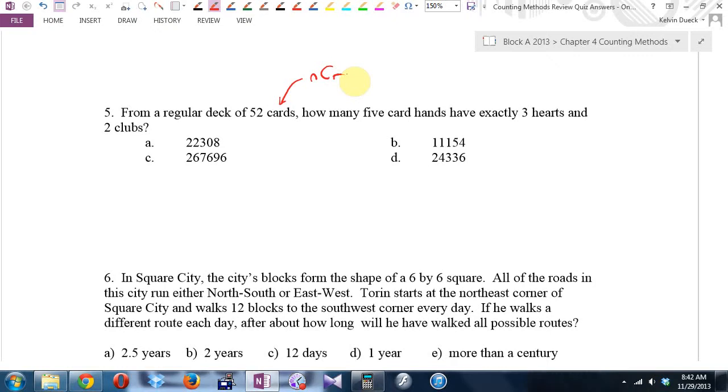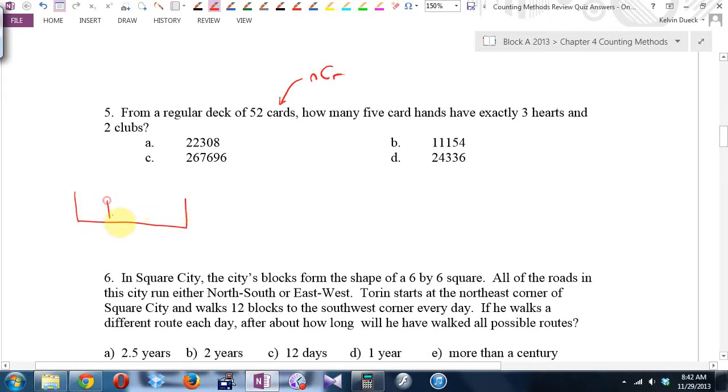Now, choose. The next question I ask is, have they taken my group of 52 cards and have they broken it into subgroups? I think in this question they have, because now they're talking about hearts and clubs. Bucket.